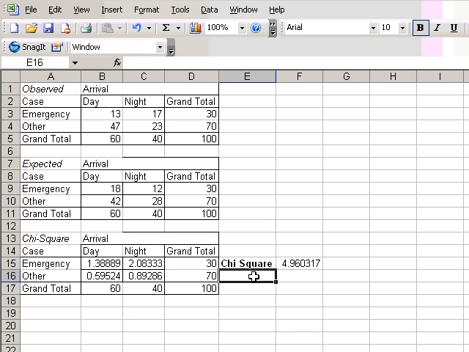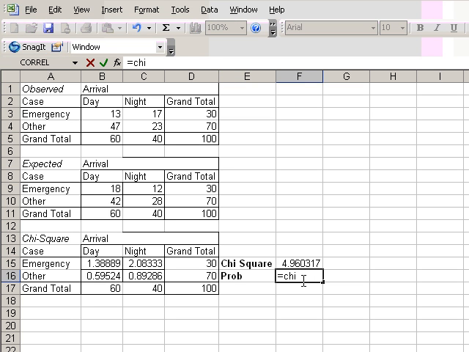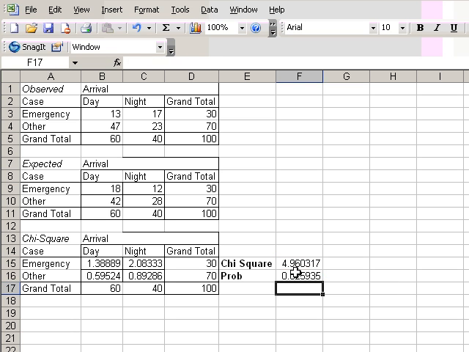Now, what is the probability of that chi-square? I will find that with equal CHI DIST left paren. Click on the chi-square value, which is given as x, then a comma, then degrees of freedom. In a 2x2 table, there is 1 degree of freedom. In any contingency table, there is actually rows minus 1 times column minus 1 degrees of freedom. So I'll put in the 1 degree of freedom, and I see that the probability of this value is 0.0259.